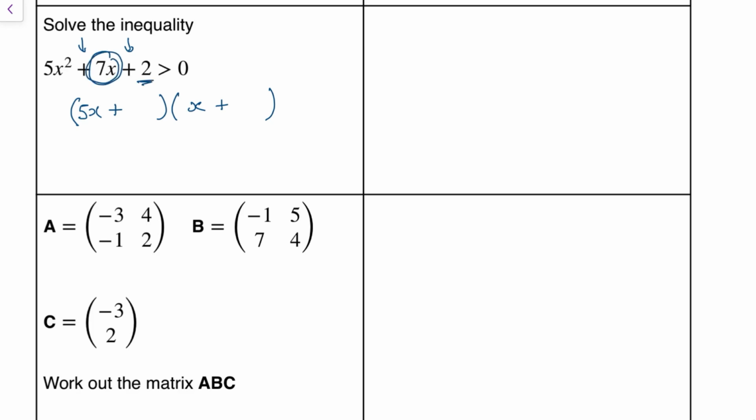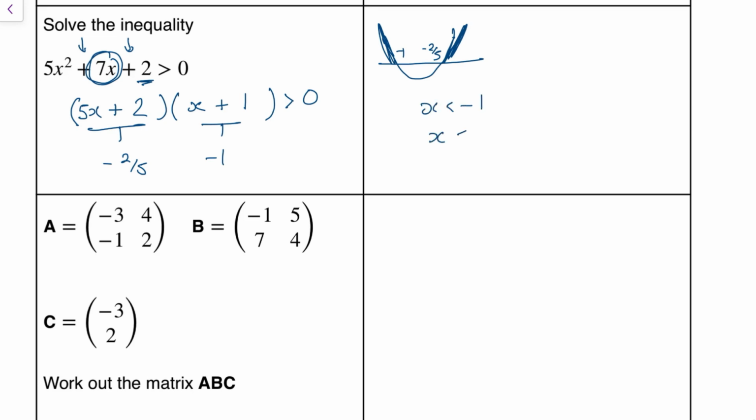Well, I want 7. And so 7 is 5 plus 2, so therefore I'm going to need 1 lot of 5 and 2 lots of x, and that must be my answer to the factorising. Remember I'm still doing an inequality, so that's greater than 0, which means my critical values are minus 2/5 and minus 1. Quick sketch, always draw a sketch. So minus 2/5 is greater than minus 1. I want the values that are greater than, so therefore my answer is x is less than minus 1, or x is greater than minus 2/5. And that's question done. Not too bad.